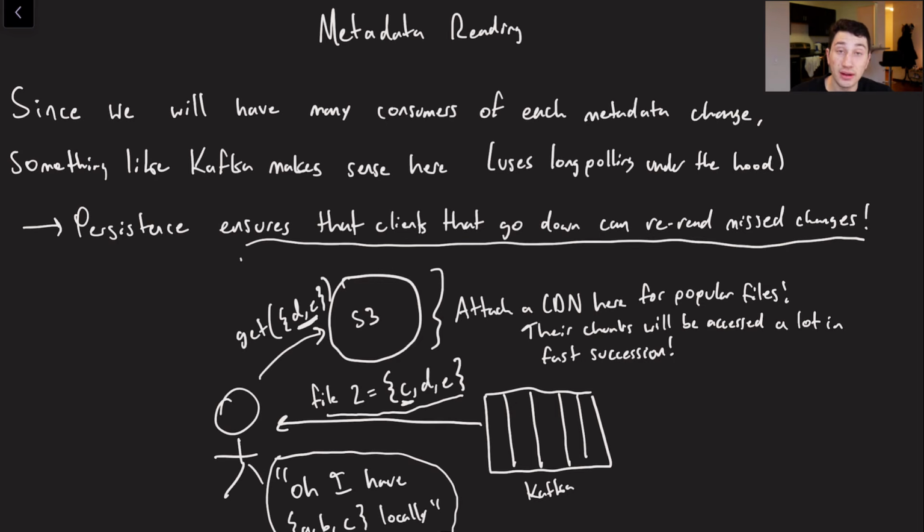Again, the fact that we're using chunks is going to allow us to actually load fewer of them from S3, because we just take what we already have locally and then get the difference.